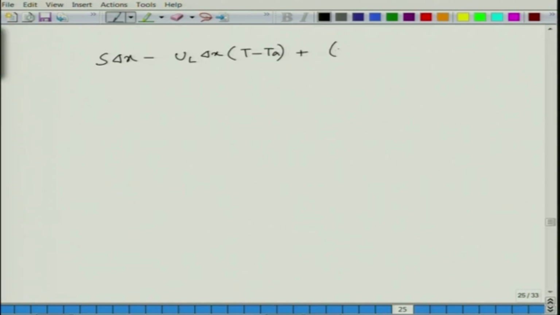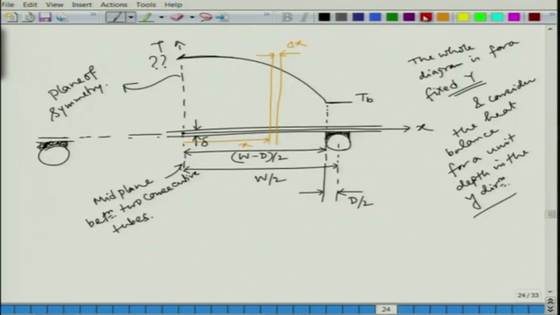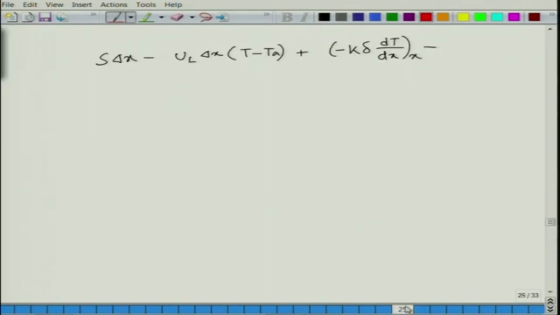Now, these two terms will tell us that for a particular slice here of the plate, we are looking at this particular slice multiplied by a unit length in the direction perpendicular to the board. Minus k delta dT/dx at x plus delta x, and this will be 0.